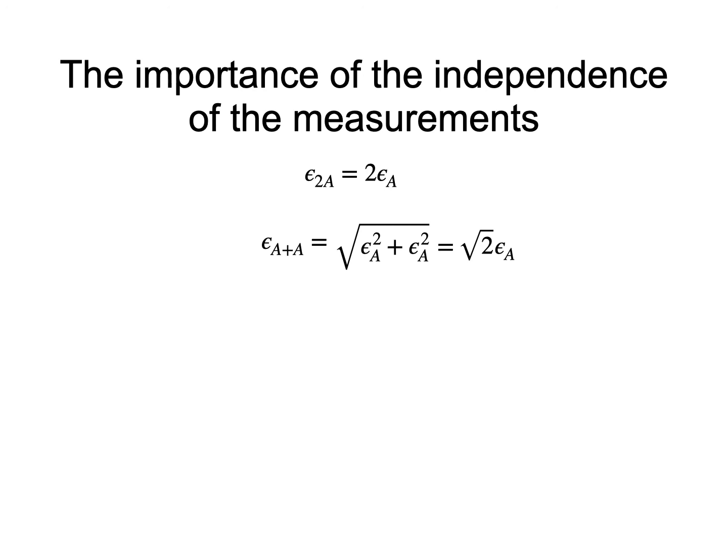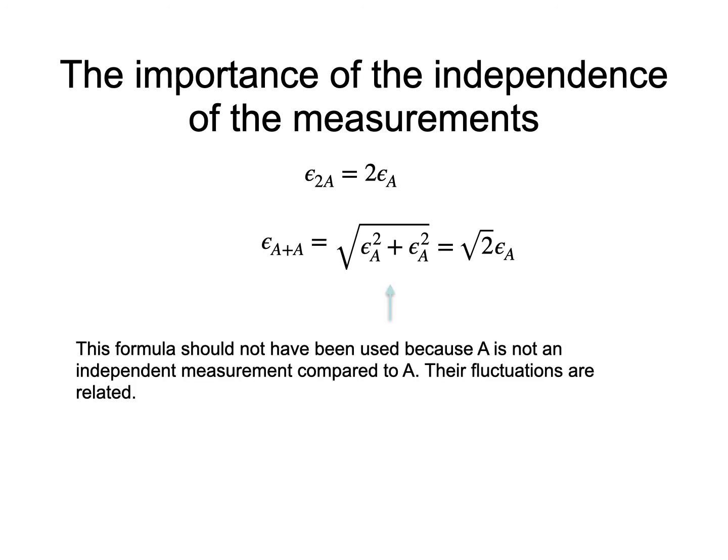It turns out that the use of the error formula for a sum is not applicable here, because A is not independent compared to itself. The same problem will arise if you attempt to evaluate the error of a square of A with the error formula for a product.